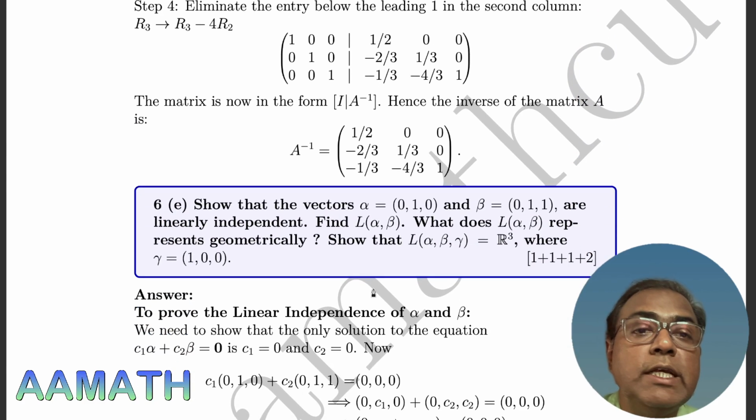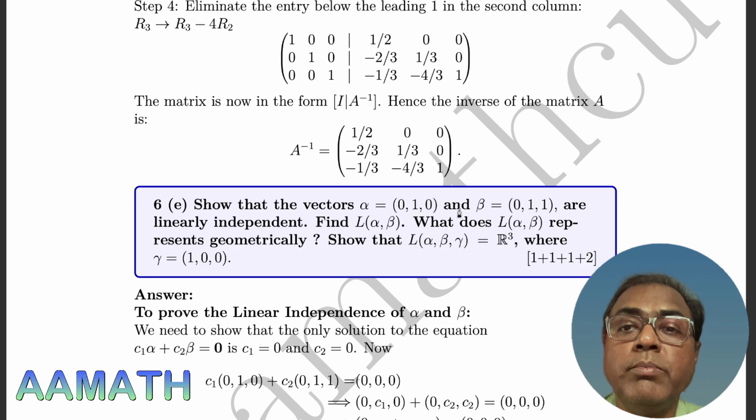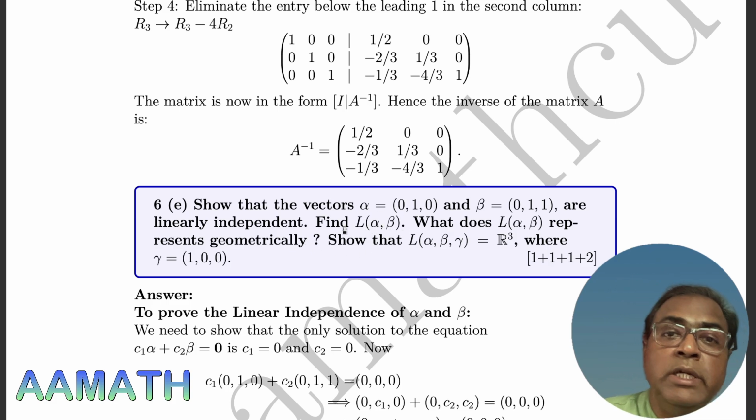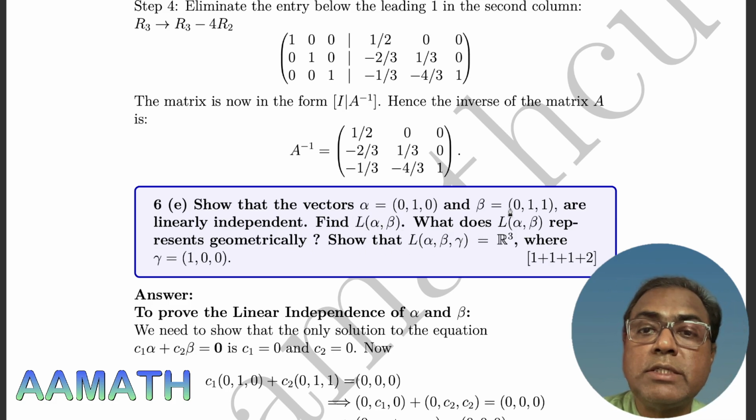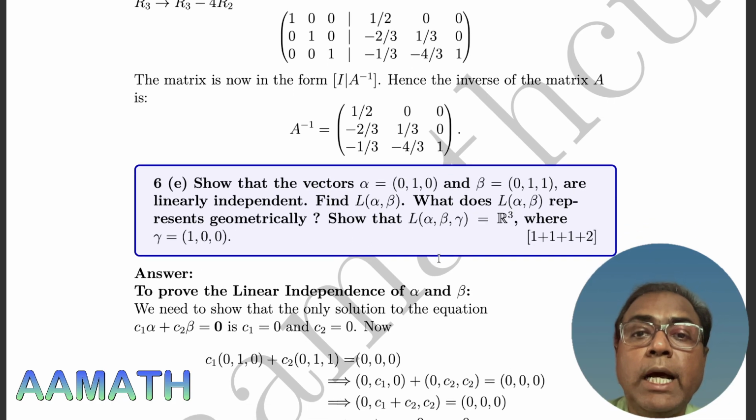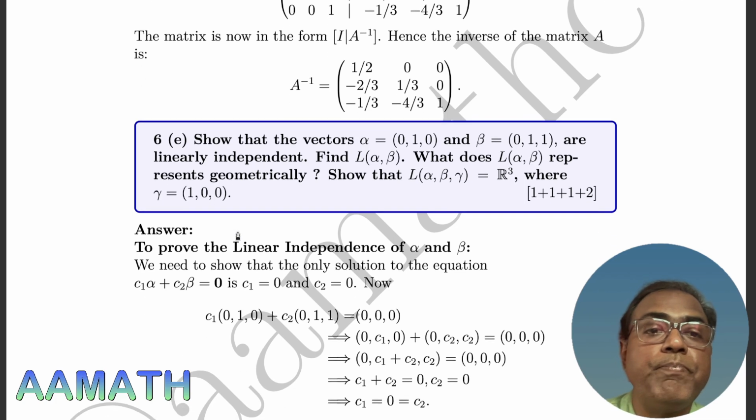Next question 6e. Show that the vectors alpha (0, 1, 0) and beta (0, 1, 1) are linearly independent. Find L of alpha beta, the linear span of alpha beta. What does L of alpha beta represent geometrically? So that L of alpha beta gamma equals R3, where gamma equals (1, 0, 0).